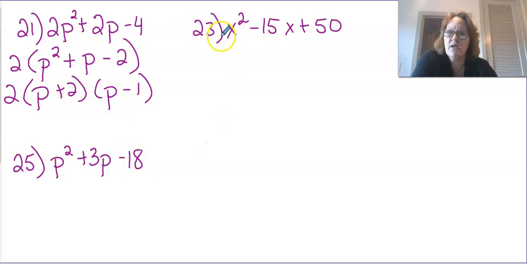Okay, number 23, I've already got the A value of 1, so I just need to figure out what my binomials are going to be. Because I have a plus here and a minus here, both of them are going to be negative.